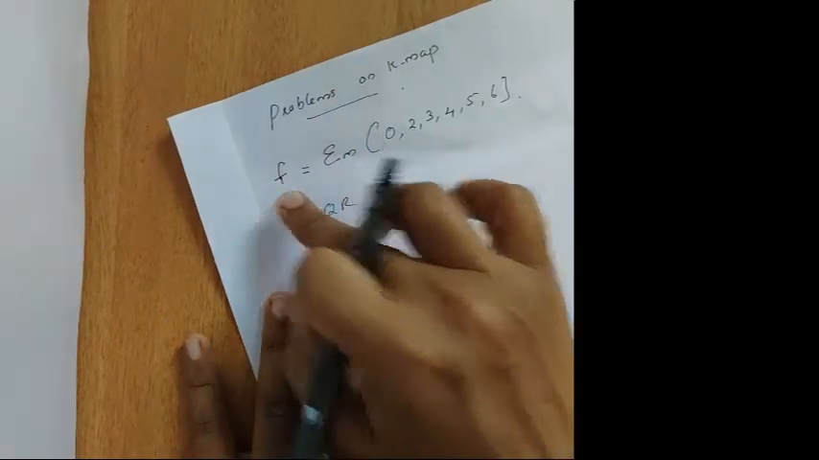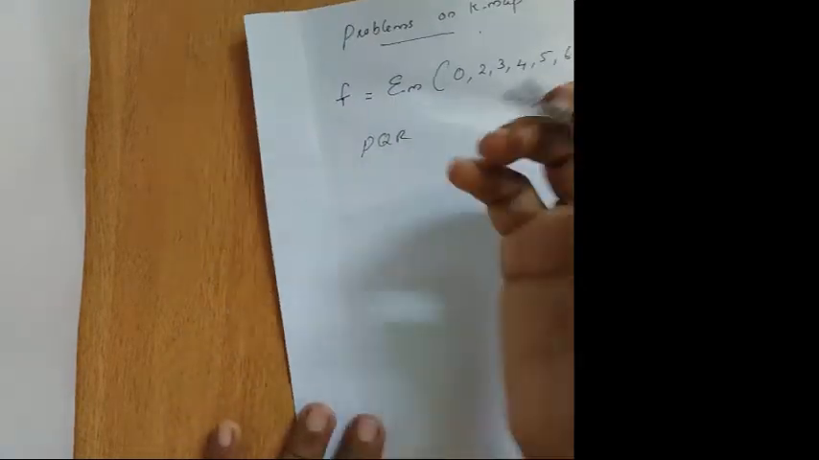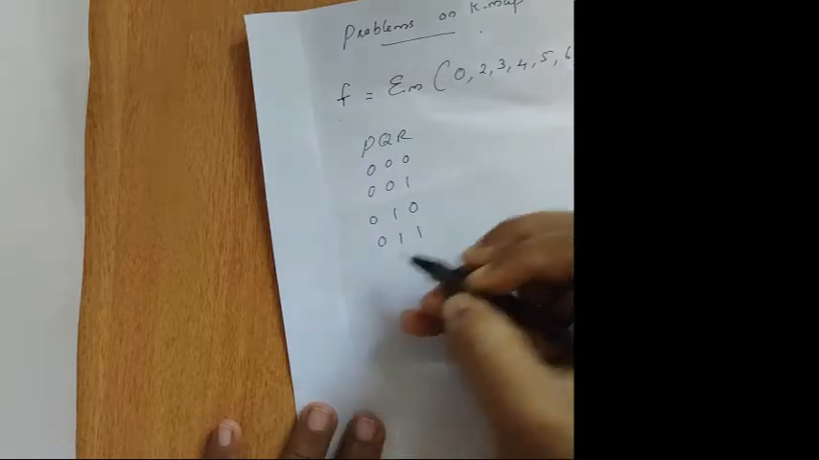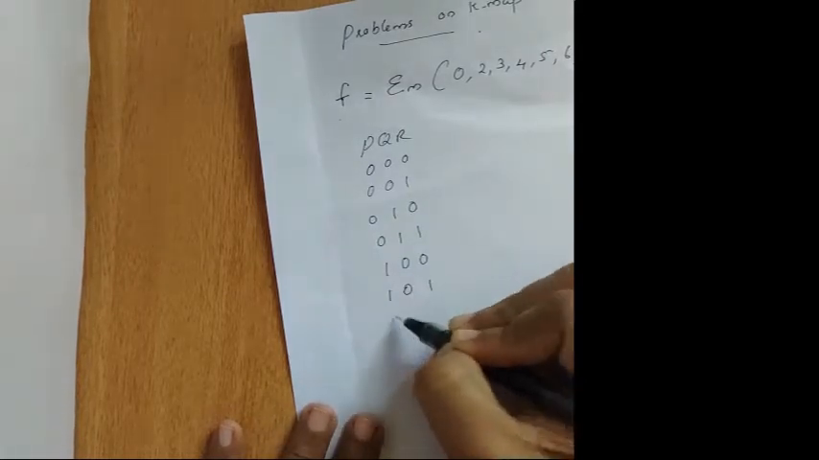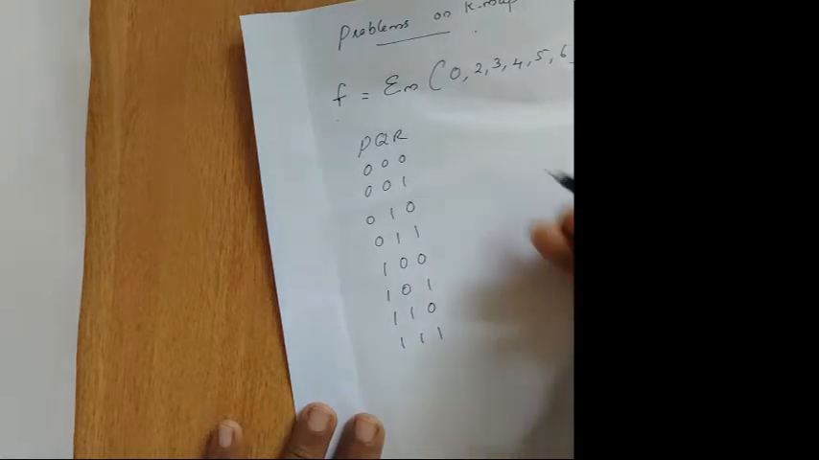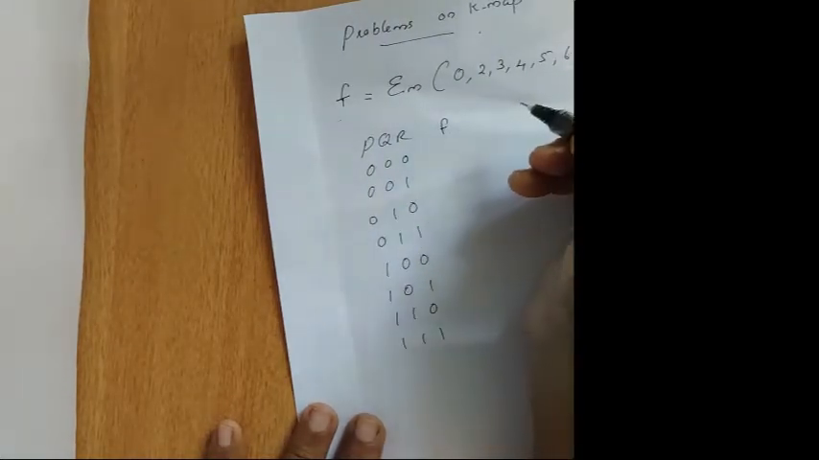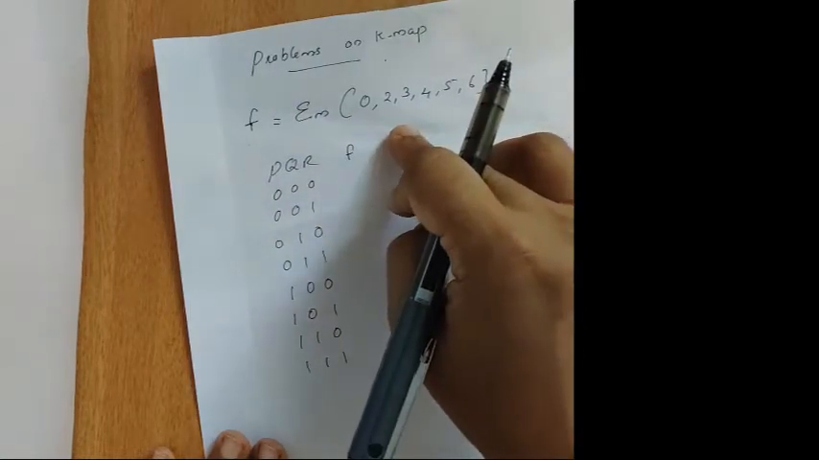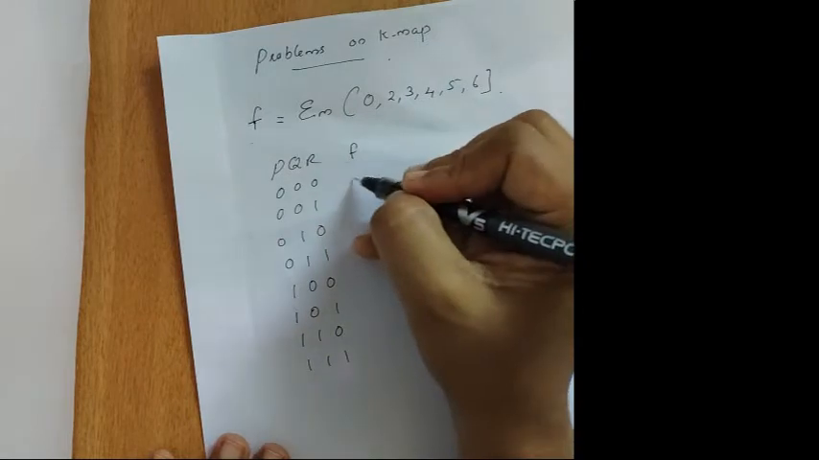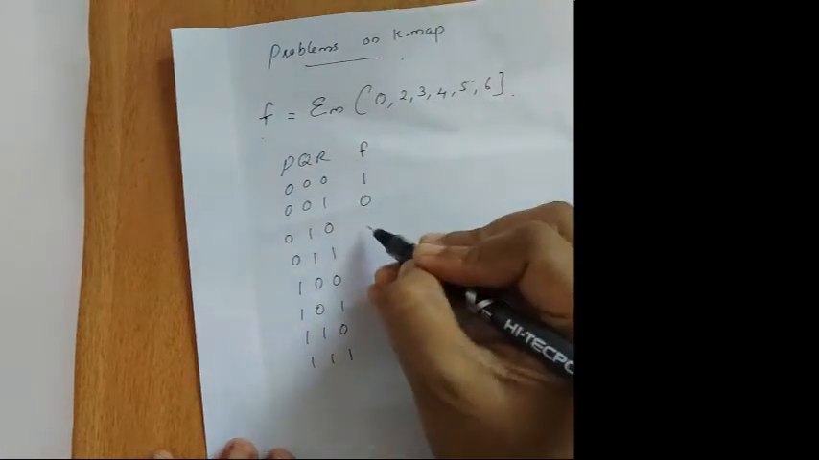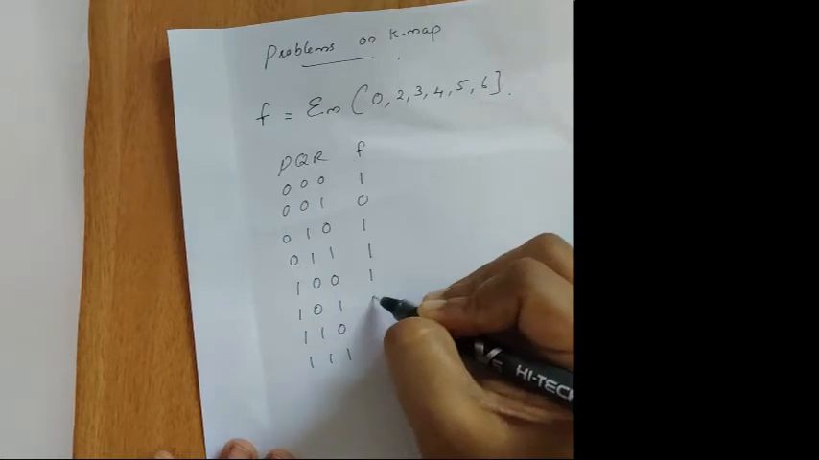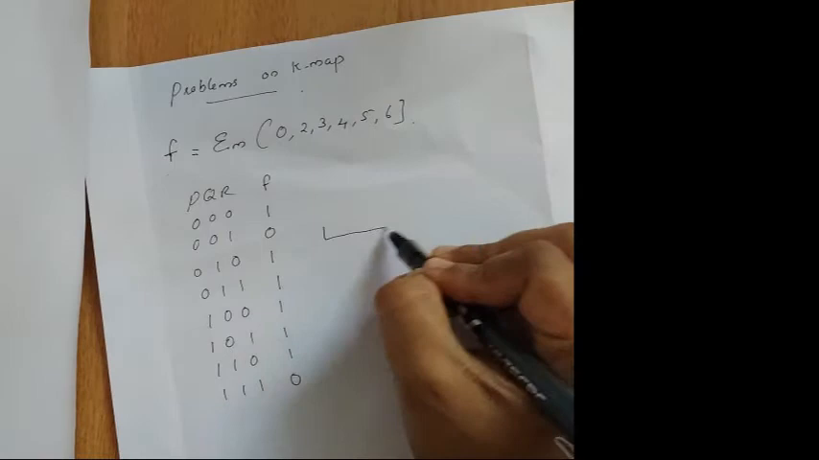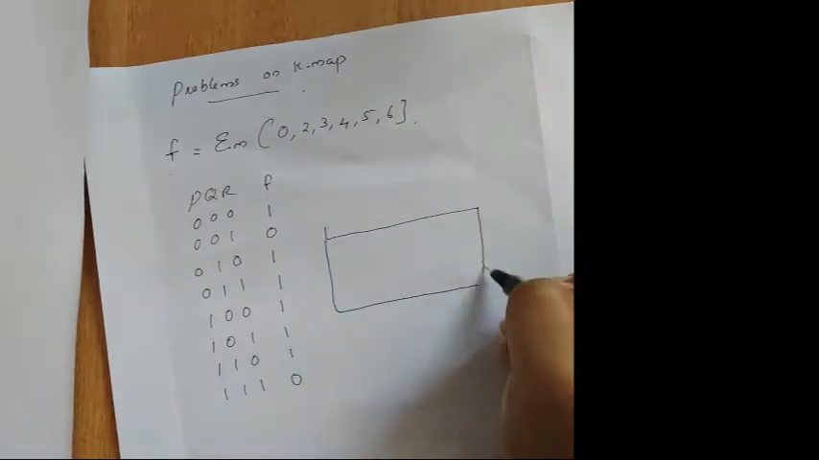As the name is not given here, I am giving the name PQR. So I am having the states 000, 001, 010, 011, 100, 101, 110, 111. Now I can give the function. Whichever data is present over here should be given 1, and the data which is not present should be given 0. So 0 is there, I am giving 1. 1 is not there, 0. 2, 3, 4, 5, 6 are there, 7 is not there, 0. With this, I can put this in a 3-variable K-map.